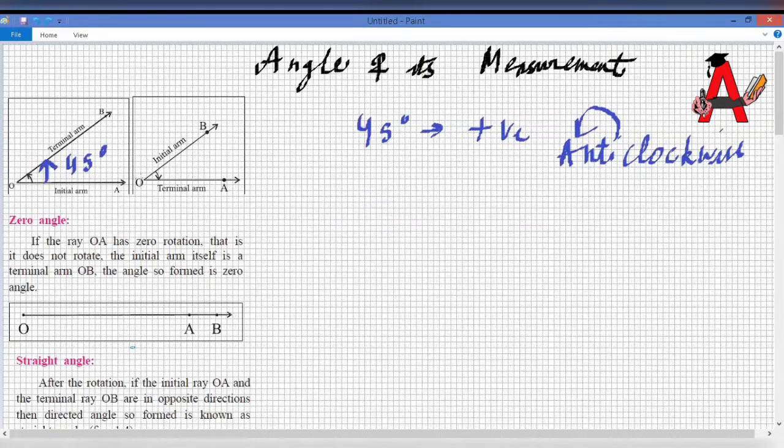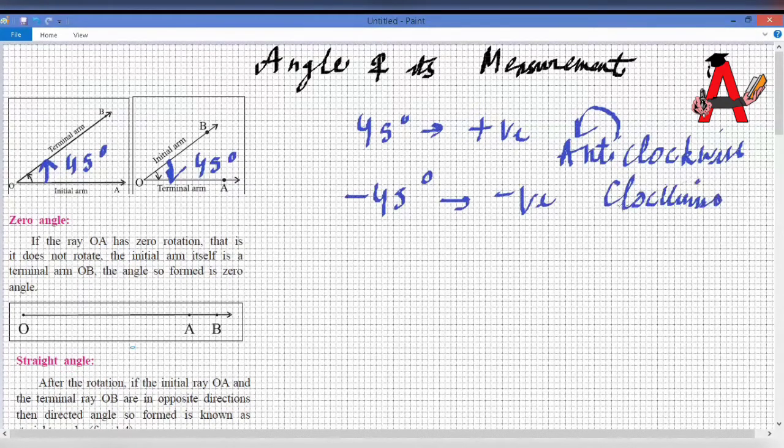Suppose there's an angle, initial arm OB, and we are measuring this angle from OB to OA. This is also 45 degrees. But since we are measuring in the clockwise direction, this angle will be called minus 45 degrees. So there will be a negative sign, minus 45 degrees. This negative sign indicates the direction is clockwise. Remember this. This is the first basic concept in measurement of an angle. When the angle is measured in the clockwise direction, it is negative, whereas when it is measured in the anti-clockwise direction, it is positive.